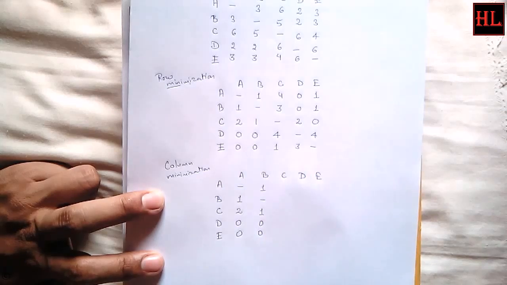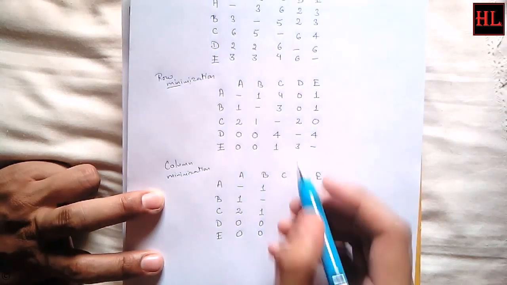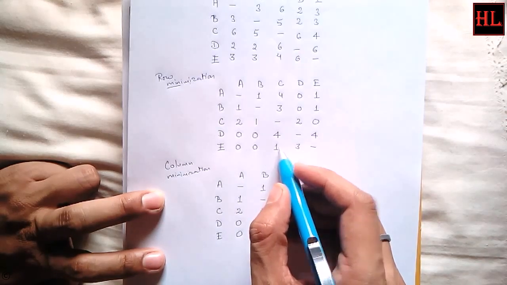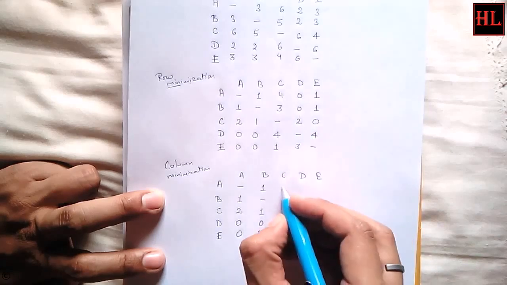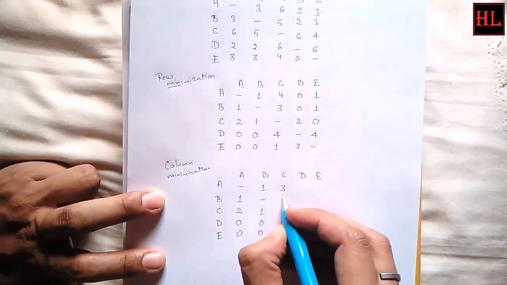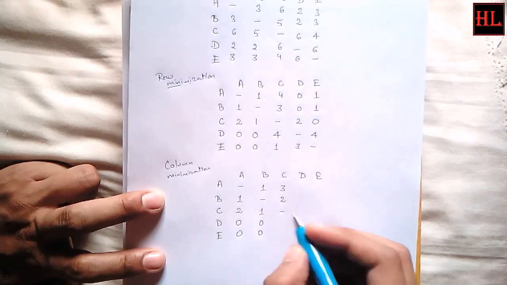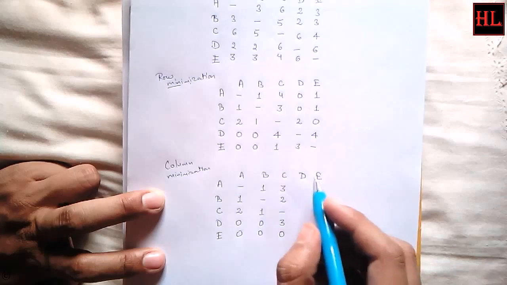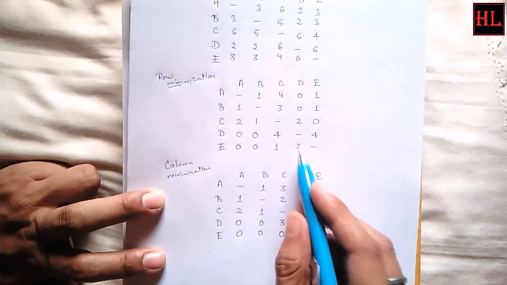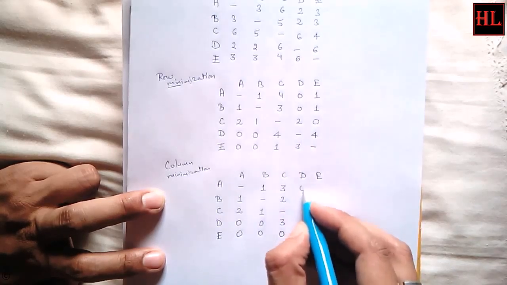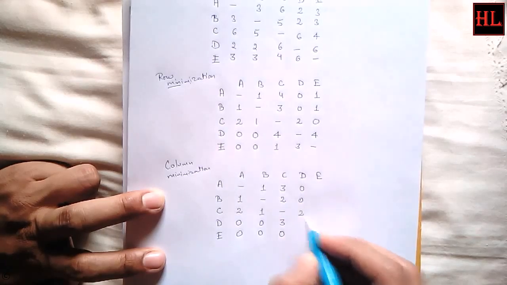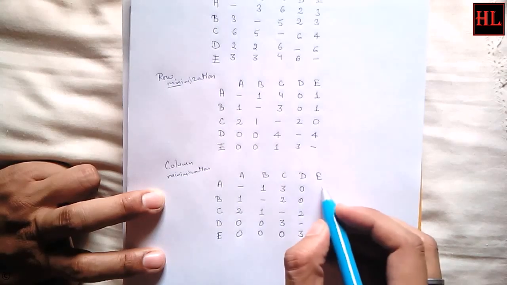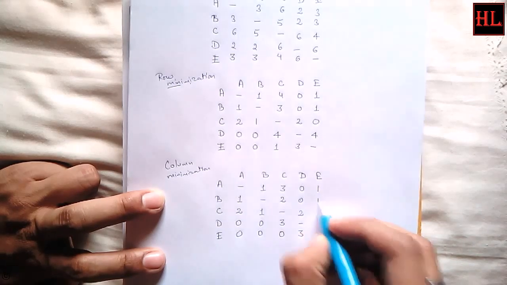But you can see in column 3 the minimum element is 1, so we'll subtract 1 from all the other members of this column. So 4 minus 1 will be 3, 3 minus 1 will be 2. Here we'll put a dash, and 4 minus 1 is 3, and 1 minus 1 is 0. And in column 4 we'll copy the values as they are, as the minimum element is 0. Again in column 5 the minimum element is 0, so we'll copy the values as they are.